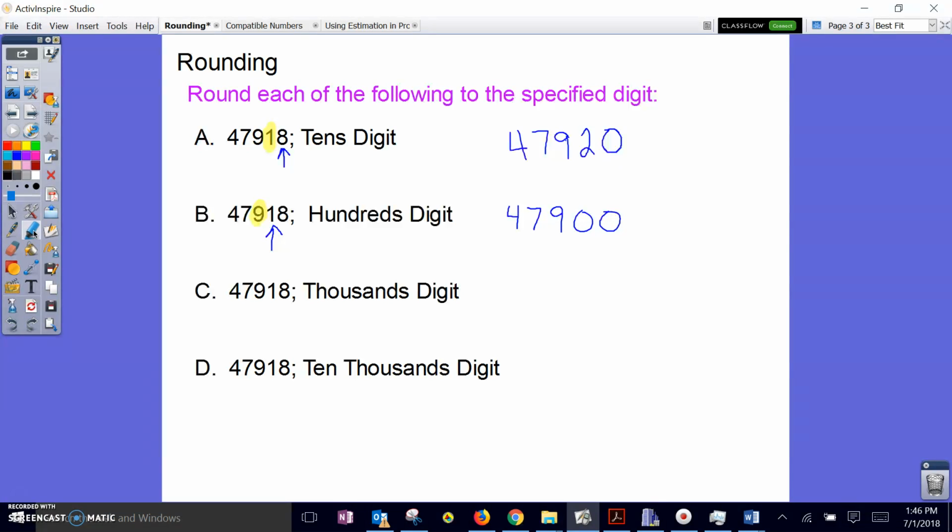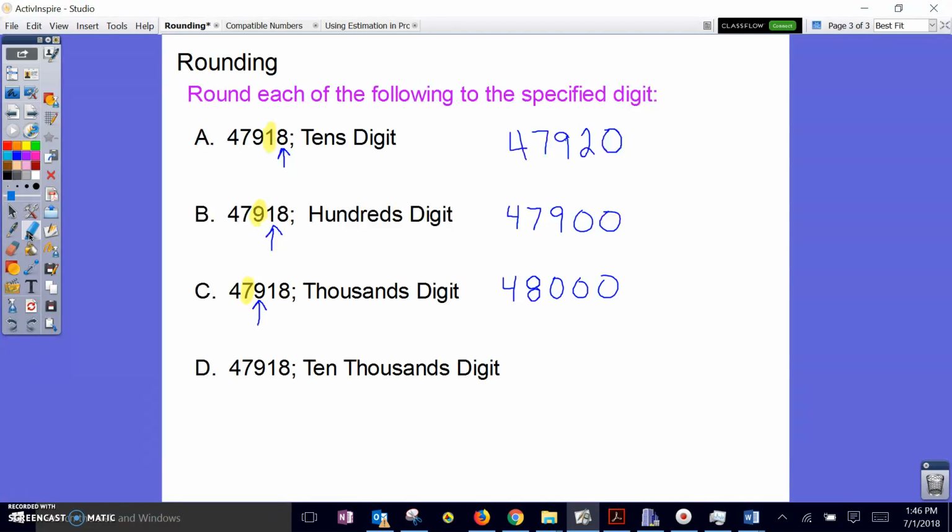The thousands digit, that digit right there. So we look at the digit immediately to its right. It's 5 or above, so we're going to be rounding up. Everything to the left of the rounding digit stays the same. The rounding digit gets adjusted up 1 in this case, and everything to the right of it becomes a 0. So that would round to 48,000.